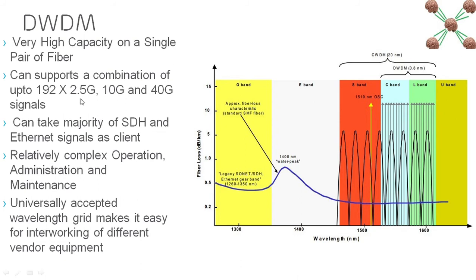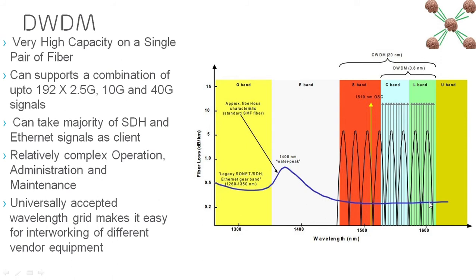So for example, if you are using a DWDM which can support 192 channels, because if you use both C band and L band in DWDM, then you can make 192 channels out of this spectrum. And if this is going on 100 gig, it means that you have almost 19 terabyte of capacity. So DWDM can give you very high capacity, and on the client side it can take almost the majority of clients of SDH and Ethernet.